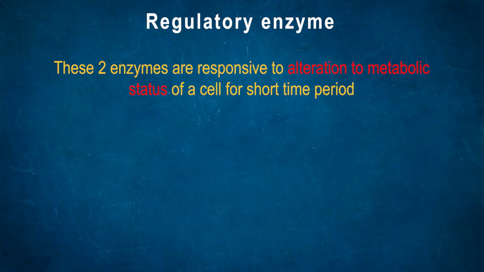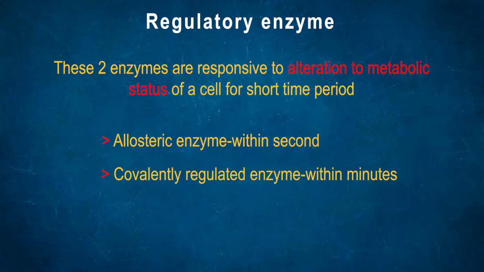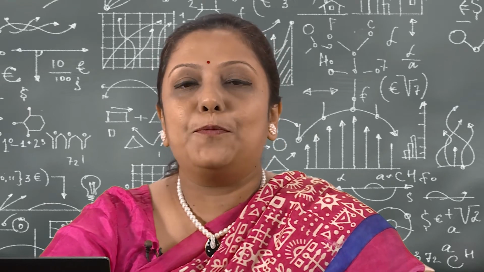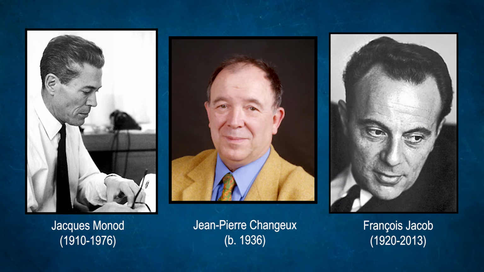These two types of enzymes are responsive to alter the metabolic status of the cell, and in both cases we can find they act for a short time span. In the case of allosteric enzyme, within seconds; in the case of covalently regulated enzyme, within minutes. Allosteric enzyme: the name was proposed by Monod, Changeux and Jacob of the Pasteur Institute, Paris.